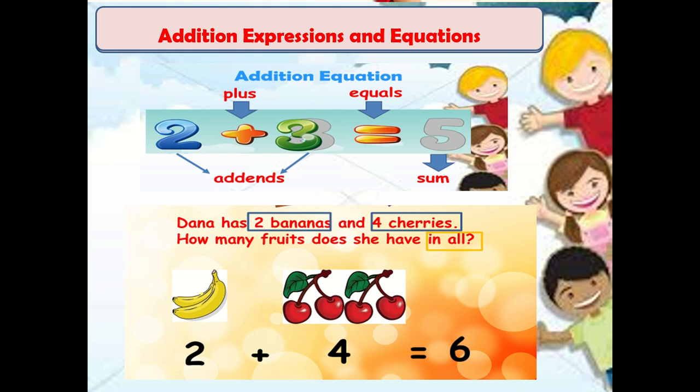Let's count together. 1, 2, 3, 4, 5, 6. So altogether, how many fruits are there? Yes, you are correct. 6. Again, the addition equation is 2 plus 4 equals 6. Just remember, when we say addition, you will use this sign, the plus sign. And what will you do again? You will put them together. Very good.